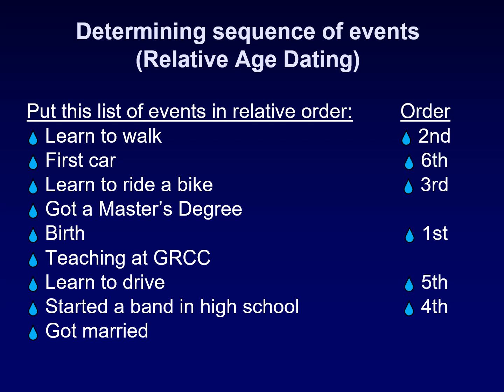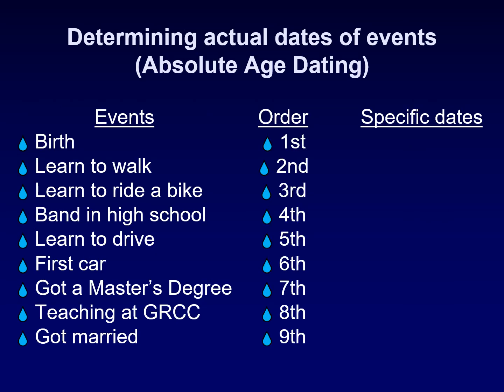Learn to drive is 5th. First car, 6th. Got a master's degree, 7th. Big chunk of space in between those last 2 entries. Started teaching at GRCC is 8th. And finally, getting married was 9th. So now I'm going to go ahead and put those things in order from the first thing that happened through the 9th thing that happened.